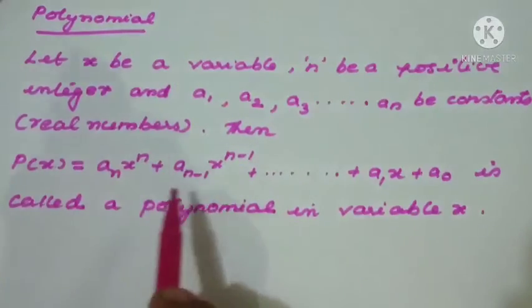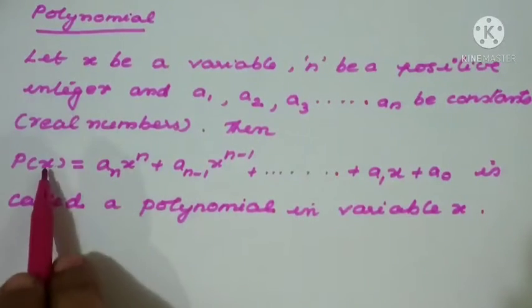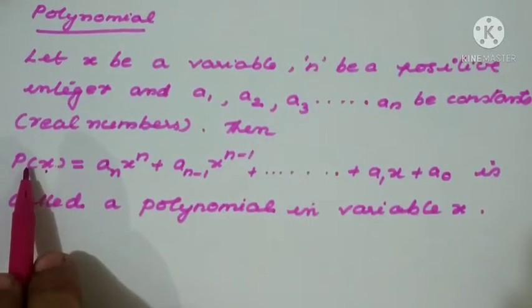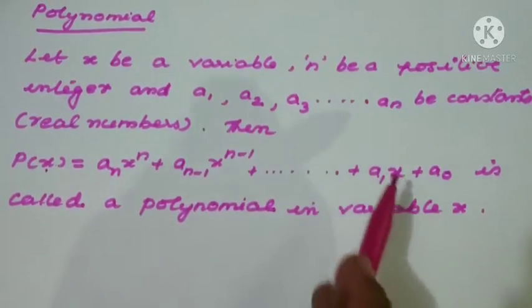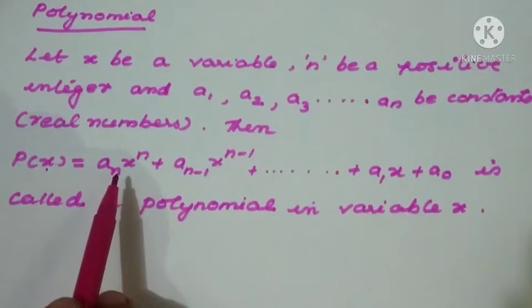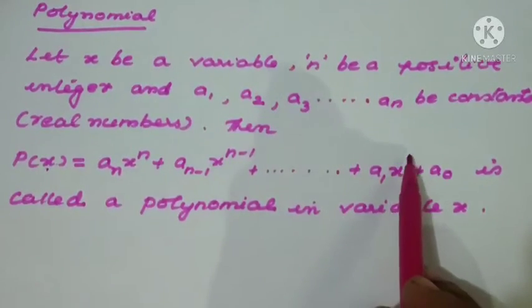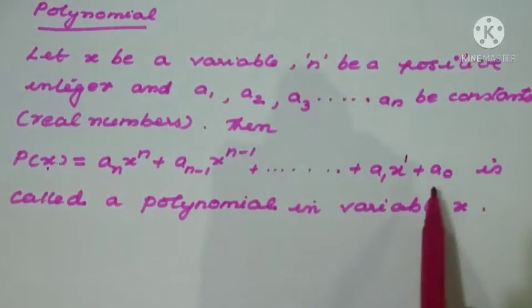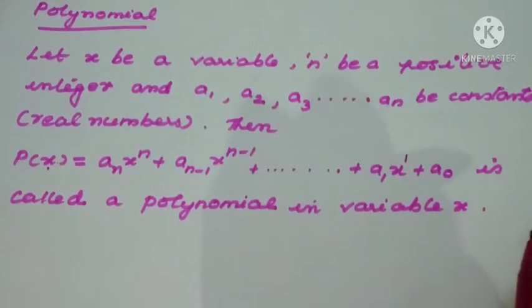So x is a variable. Variable means the alphabets which we are using here. So p of x is written, that is a polynomial in x. So x is the variable we are using here. Next, n is a positive integer. So n is written here, that means n can take positive values only. So here a1x is there, that is the power of x is 1 only. Like that, here a0 is there, that means a0 x raised to 0, that's all.